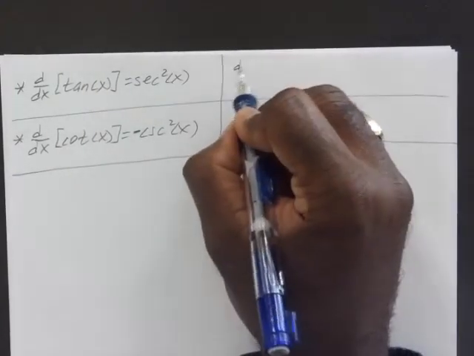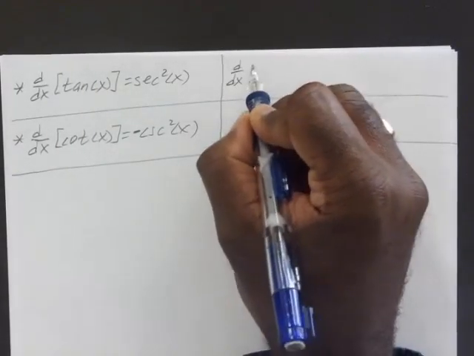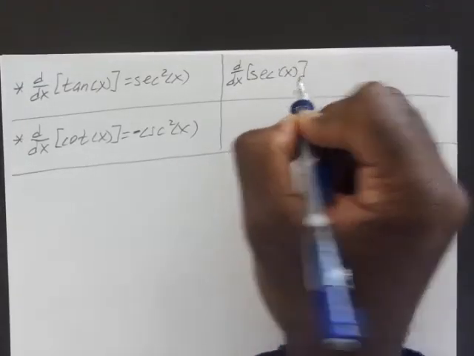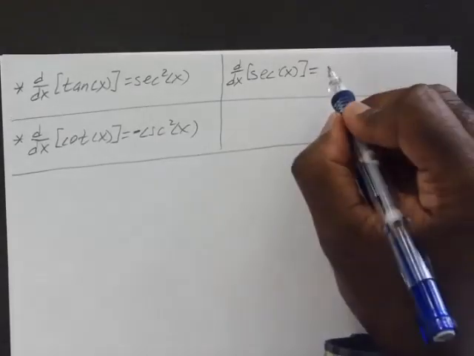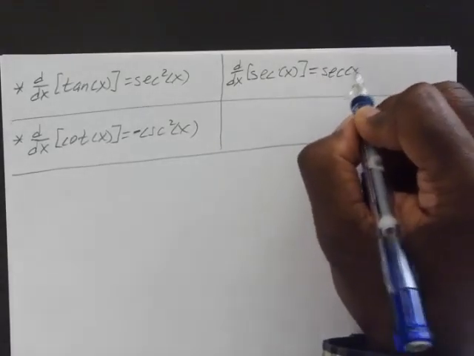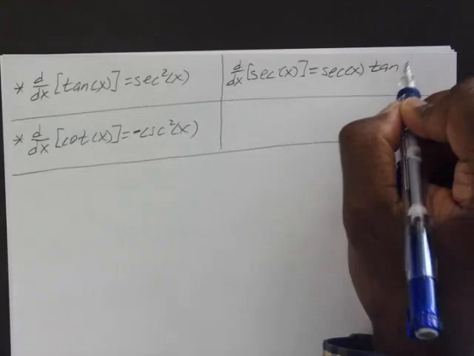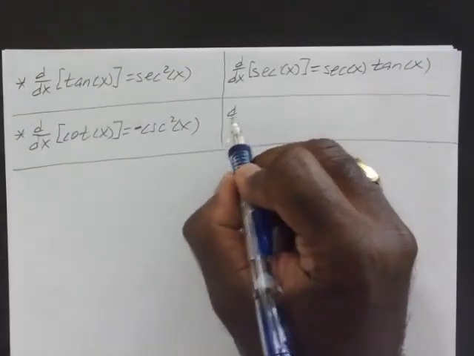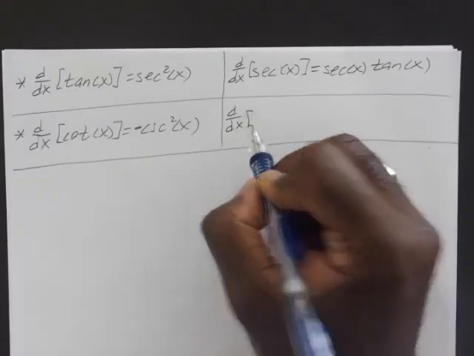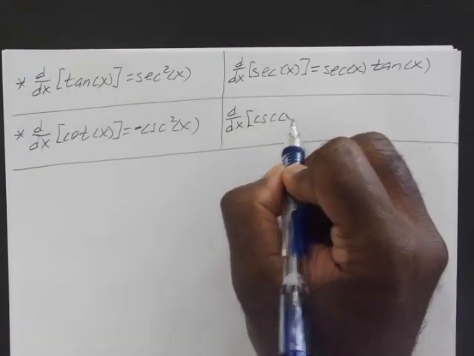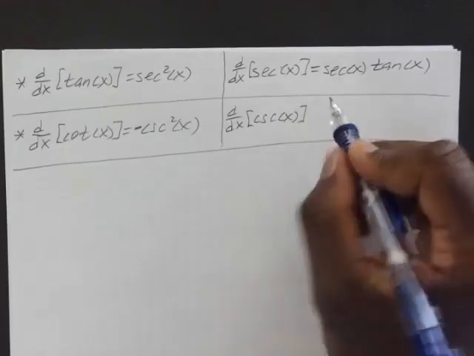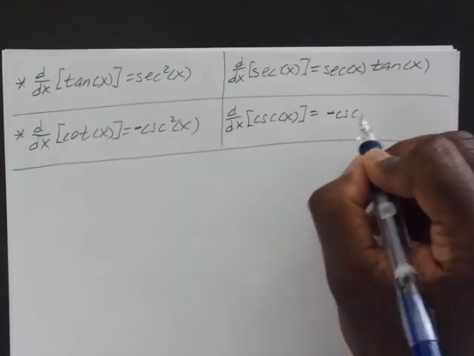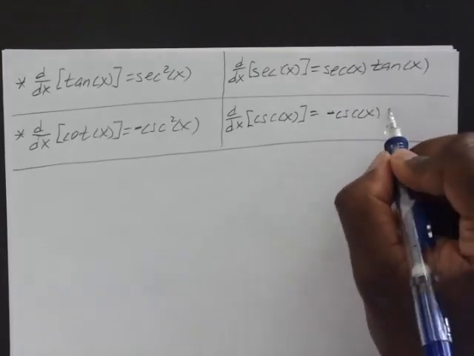We have the derivative of secant of x, which is equal to secant of x times tangent of x. And we have the derivative of cosecant of x, which is equal to negative cosecant times cotangent.